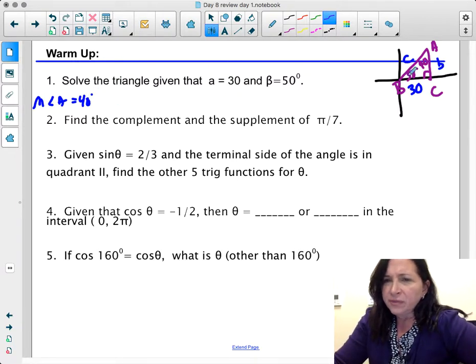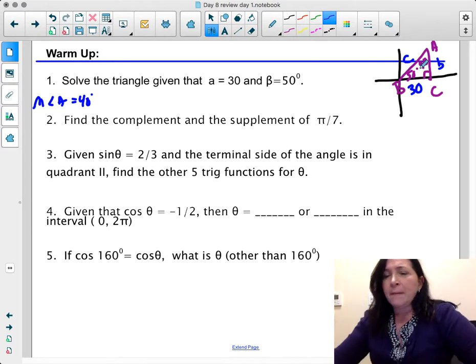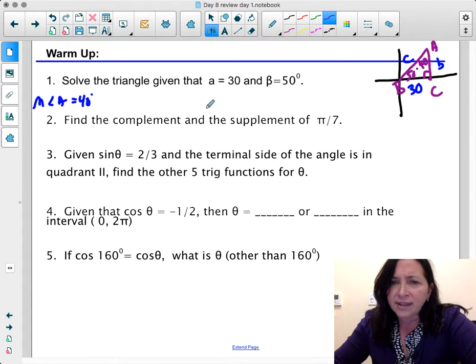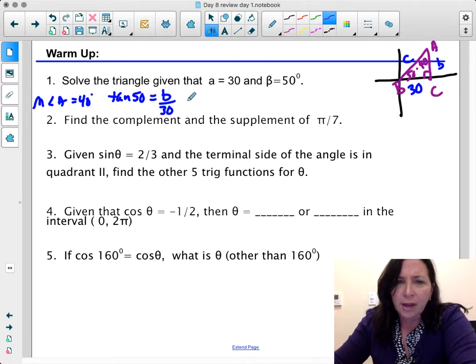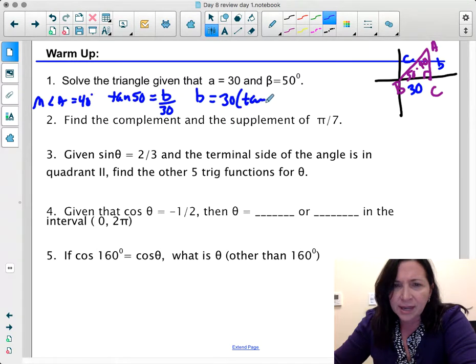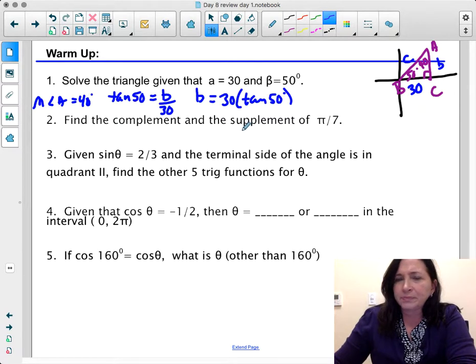Now we have to find little b. Now I would suggest, because I'm trying to find little b, and you don't have a calculator, so without a calculator, you would say, well, I can say tangent. So I can go tangent of 50 degrees is equal to opposite over adjacent, which is 30. Okay, so I'm going to do some cross multiplying, and so I'm going to say b is equal to this times that. So 30 times tangent of 50 degrees. So without a calculator, that's as far as I'm going to get.